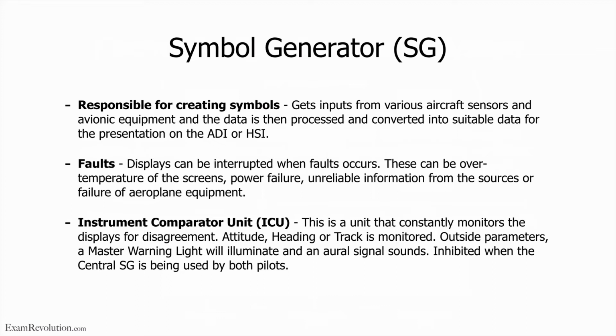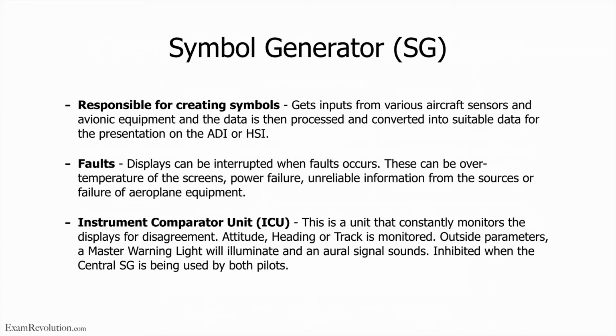So when it is outside parameters, let's say on the left hand side, it's showing that you're flying on a heading of 360 degrees, and then on the right hand side, the PFD is showing that you're flying on a heading of 010. So that's like a 10 degrees difference. Now that's quite a lot. Usually the EFIS systems are set to a maximum of either 3 or 5 degrees difference. Any more than that, then it will start warning you. Okay, so if it compares these two and it sees that it's outside the parameters, then a master warning light will illuminate and an aural signal sounds.